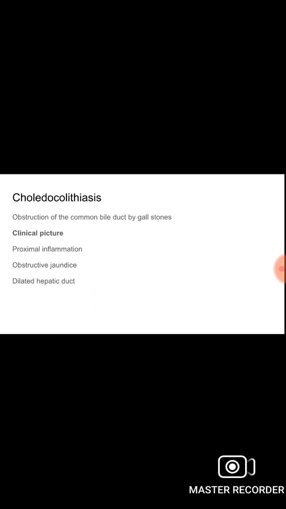So choledocholithiasis, that's the obstruction of the common bile duct by gallstones. The clinical picture is proximal inflammation, obstructive jaundice, dilated hepatic duct. Whenever you see something that has obstructive jaundice as well, think of abdominal ultrasound. Here the treatment and diagnosis is ERCP. So the ERCP is actually a diagnosis and it's also a treatment. Complications include acute pancreatitis and cholangitis.